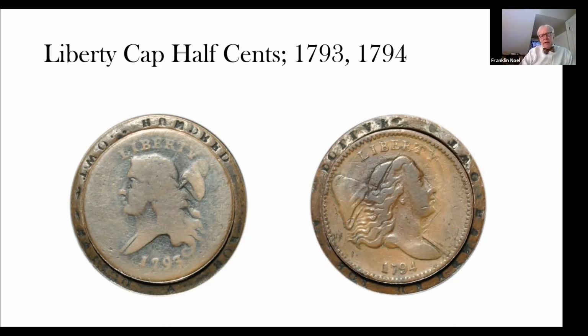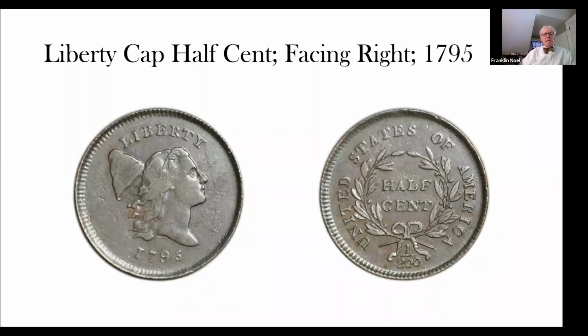Some contend that 1794 was also a single-year type coin, though many lump the 1794s with the other right-facing liberties, 1795, 1796, and 1797. This is the 1795 Liberty Cap half cent facing right. As you can see, Scott has reduced the size and flattened the relief of Liberty's head, but he retained the same basic design of Liberty with her cap facing right.